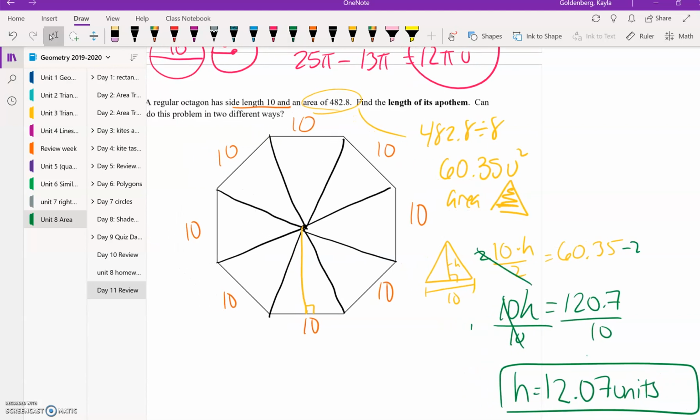So that is how to solve for the height. You might have done it in a different way. There are other ways you might be able to think through this problem. But I would say that's probably the easiest way to solve for your height.